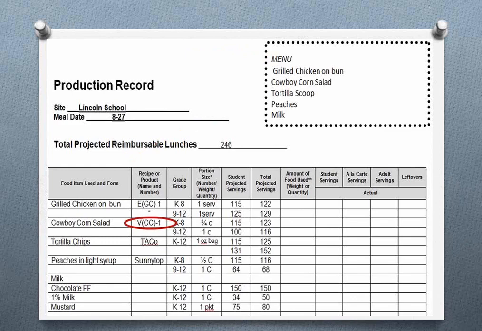You'll see what I referred to before, the BCC1. This is our recipe ID. If you're using a recipe, for instance, the Cowboy corn salad, listing all of the multiple ingredients that were on that could take up half of your production record.